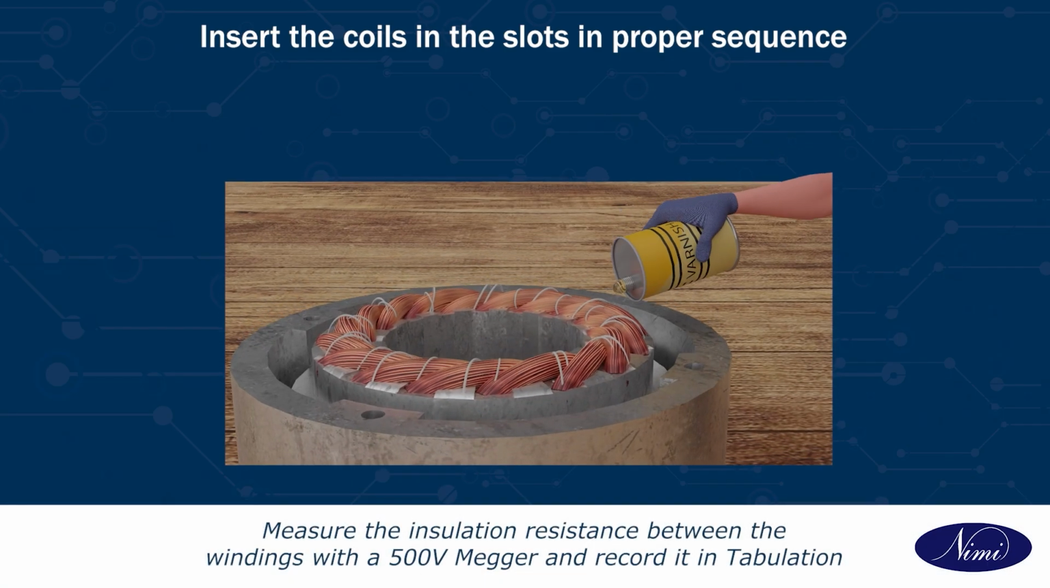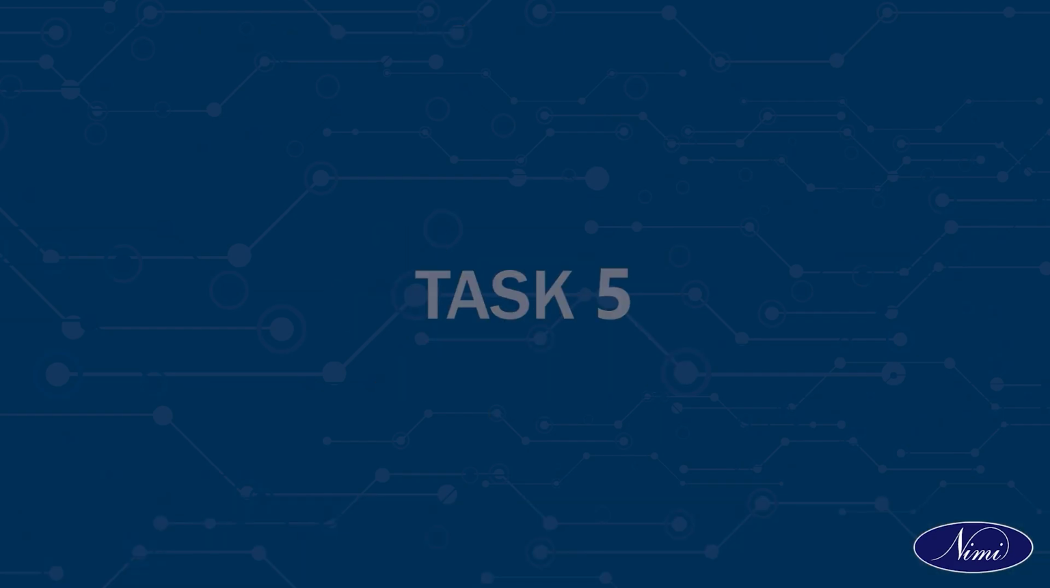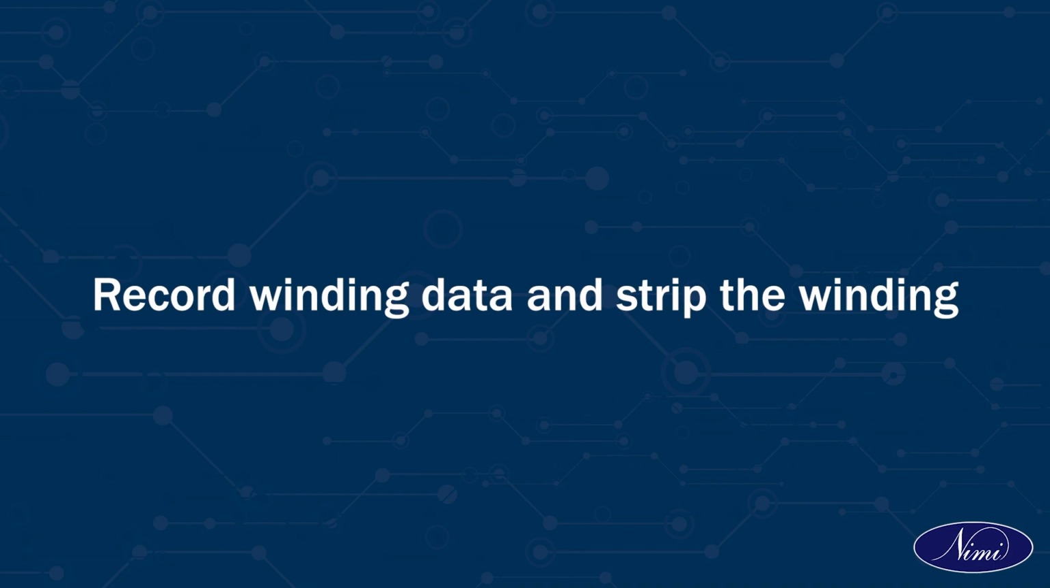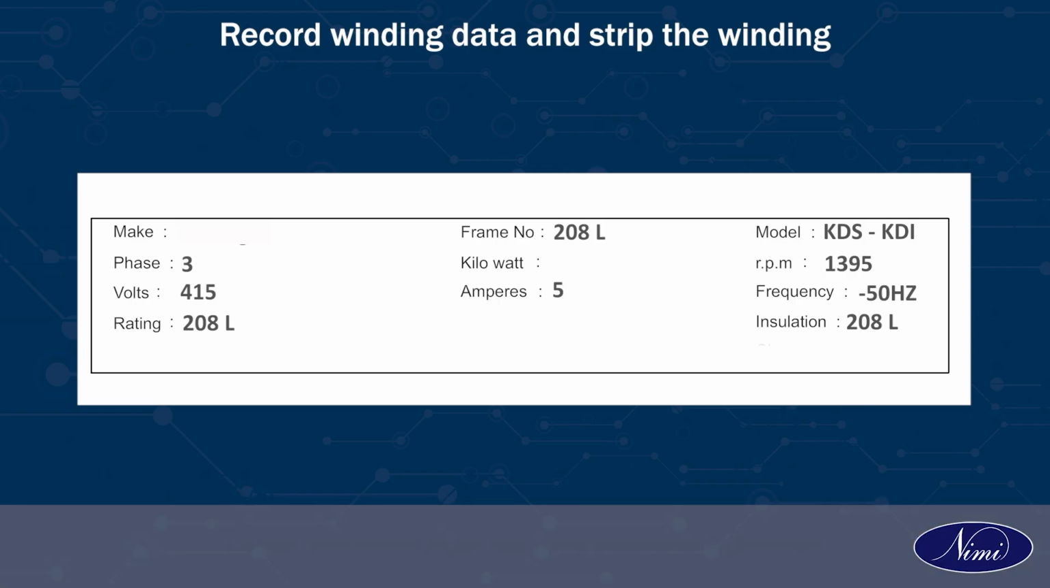Varnish the winding. Assemble the motor and test run the motor with load for 8 hours. Task 5. Record winding data and strip the winding. Collect the nameplate data and record in tabulation.